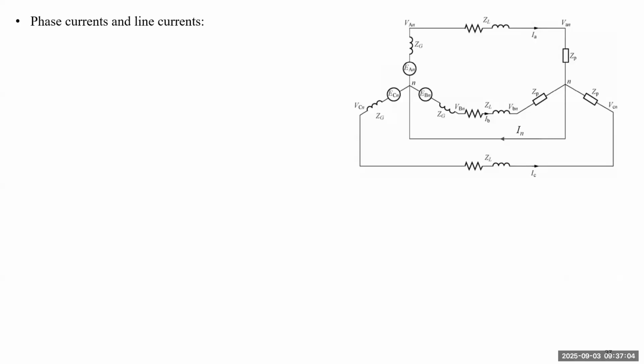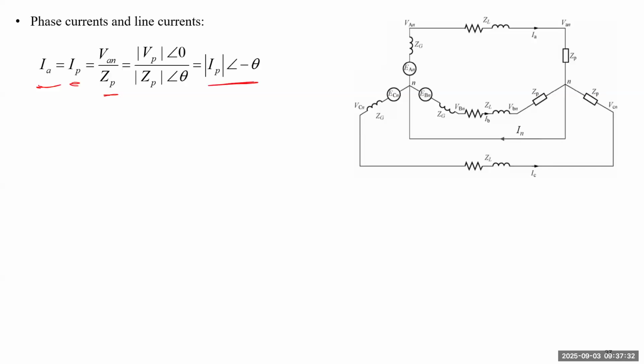Next, we want to get the phasors for the phase and line currents. For the Y-connected load, the current going to each phase will be the same as the current going to that line. So IA, we just call this one the phase current, and to calculate the current, it is equal to the phase voltage divided by the load of each phase. Which will have the angle negative theta, where theta is the power factor angle.